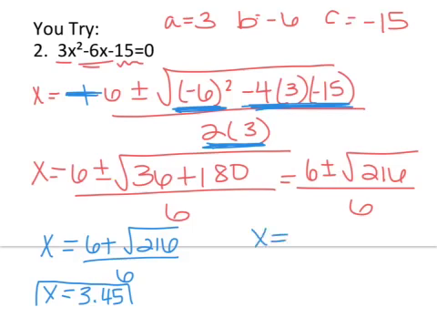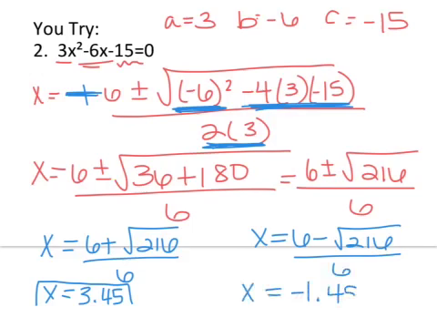Then x equals 6 minus the square root of 216, enter, divide by 6, enter, and you would get x equals -1.45. Make sure you round that correctly, and those would be your two x-intercepts.